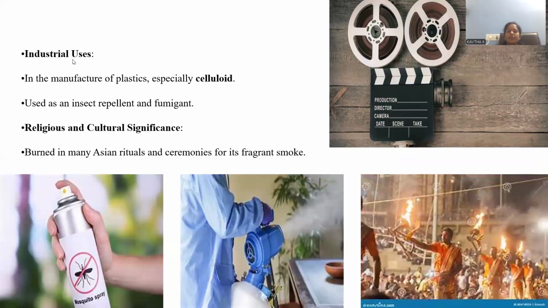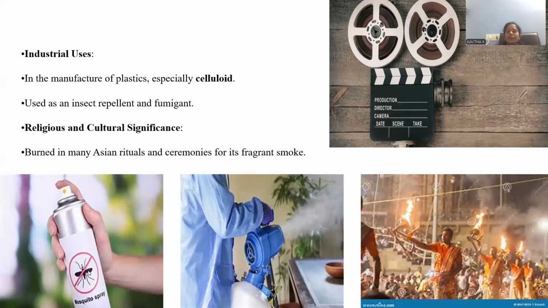Now we enter into another application called industrial usage, right? In the manufacturing of plastics, being it is made up of isoprene units, it is a precursor for synthesizing many kinds of plastic materials, especially celluloid. Celluloid-type polymers can be manufactured starting from camphor, and these celluloids are utilized in photography film manufacturing, right? Used as an insect repellent and fumigant.